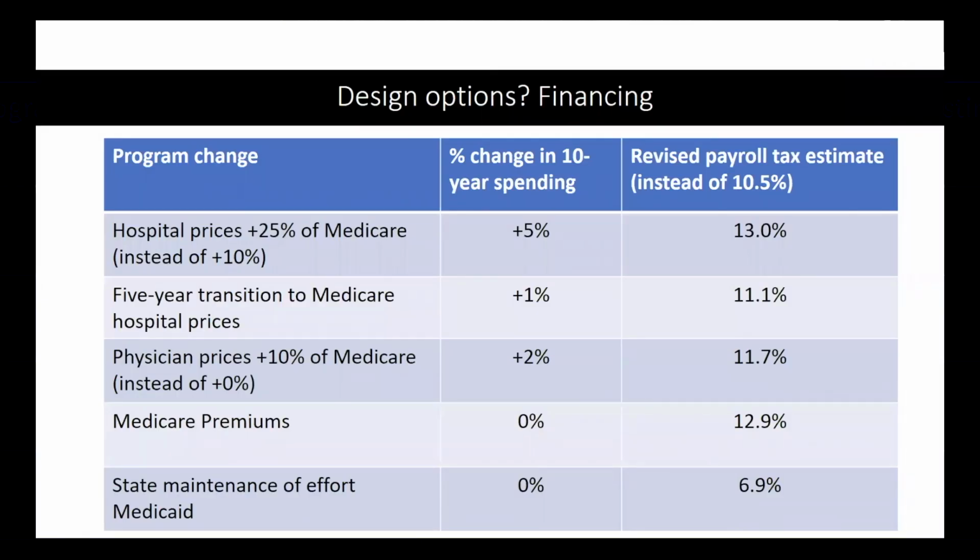If you don't want to spend all this, there are things you can do. Or if you want to make a better system, you could spend more money. You say, well, we're not going to be able to cut the hospitals that much. That's going to cost you more money. You're going to have a higher payroll tax. Pay physicians more on average. That's going to cost you a little more, a little higher payroll tax.